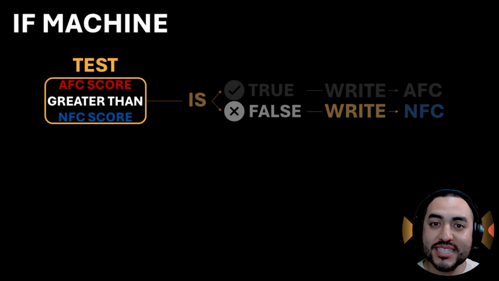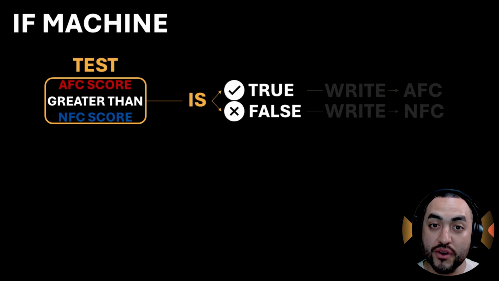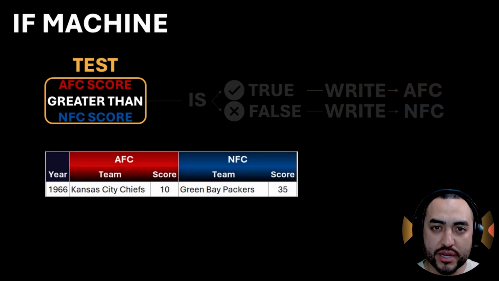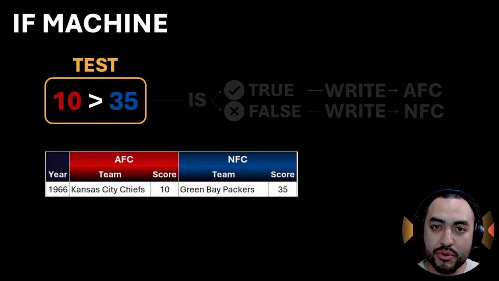And that's it. That's the machine. Have it take the test, and depending on whether the answer is true or false, write AFC or NFC. So let's put our if machine to work. Let's feed it data from Super Bowl I, in which the AFC's Chiefs scored 10 points and the NFC's Packers scored 35 points. Which conference does the machine say won the game?